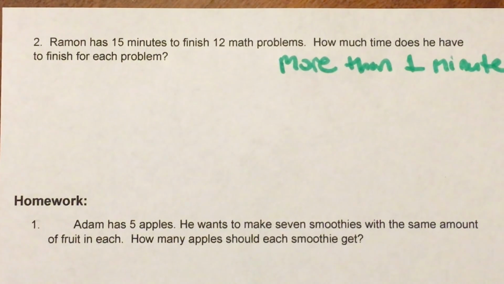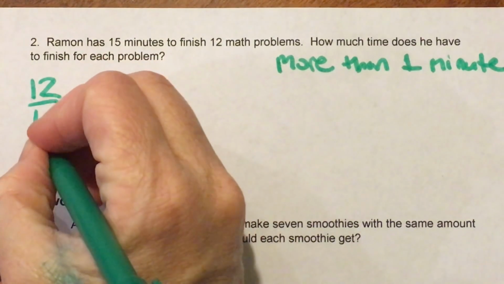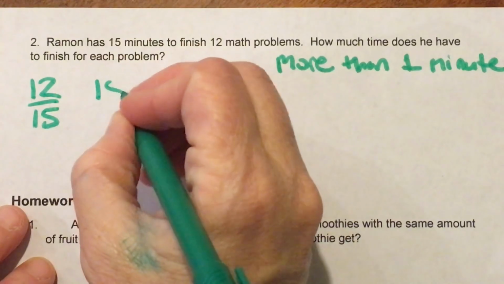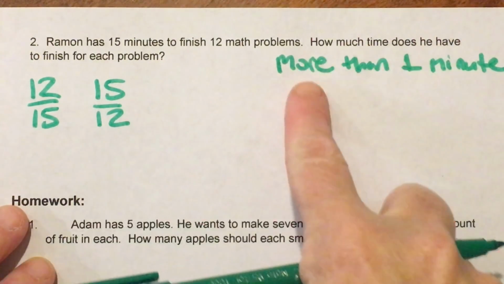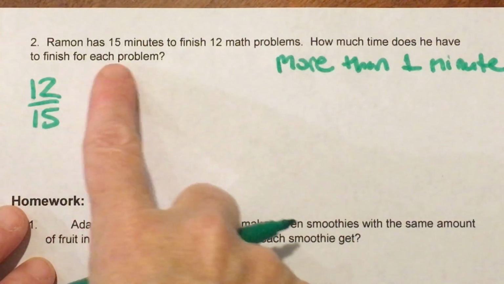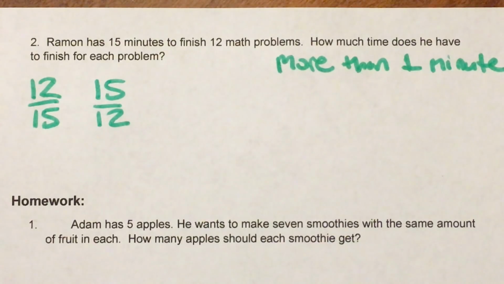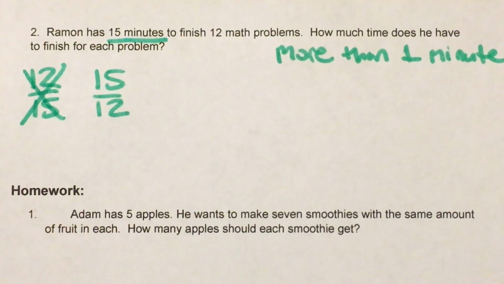So let's think about it. If we're not sure which one to do, should we do 12 over 15 or should we do 15 over 12? Which one's going to give me an answer that's more than 1? If my question is how much time does he have to finish each problem? Okay, I hope you realized we're going to want this one, which means I'm going to divide my 15 minutes into my 12 math problems.